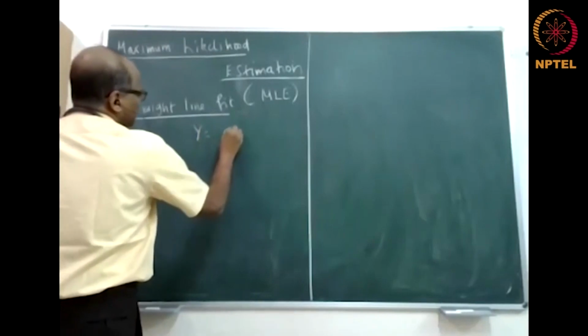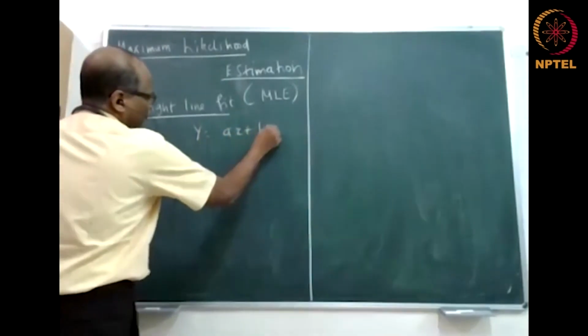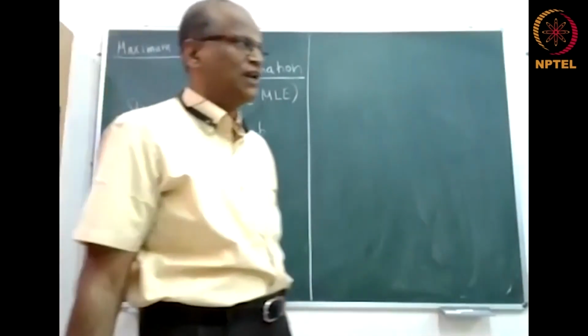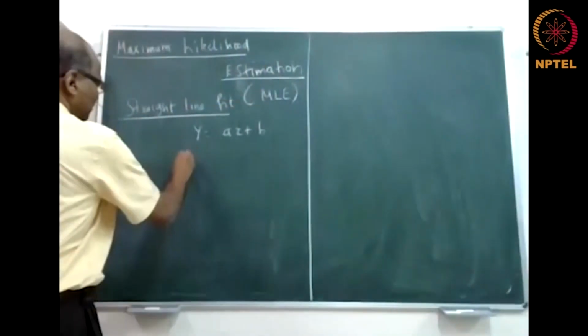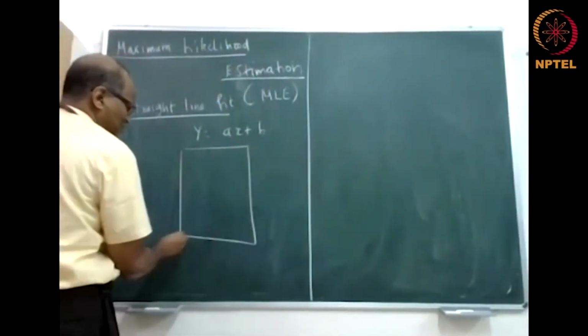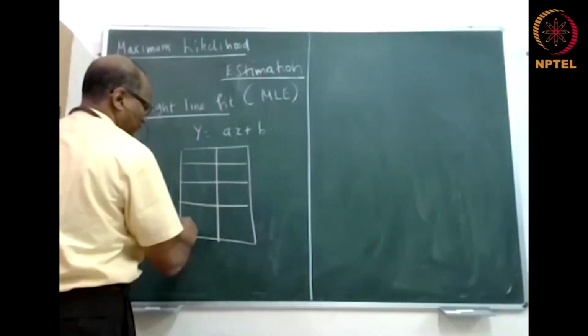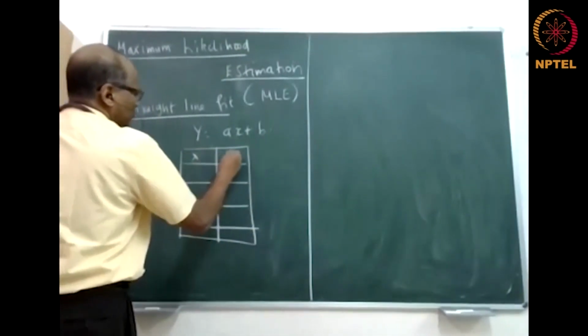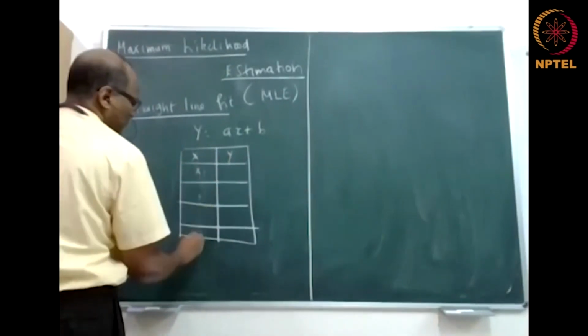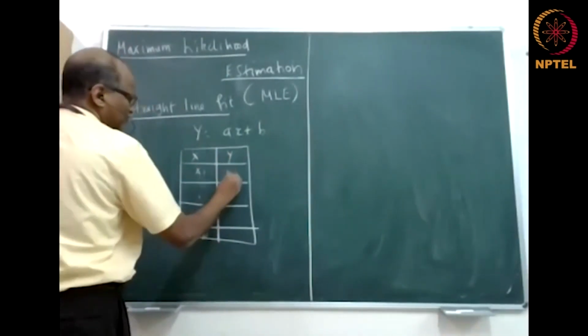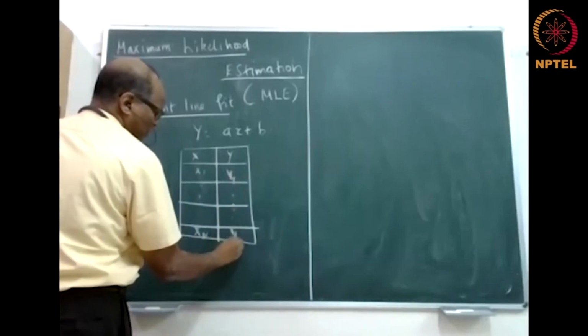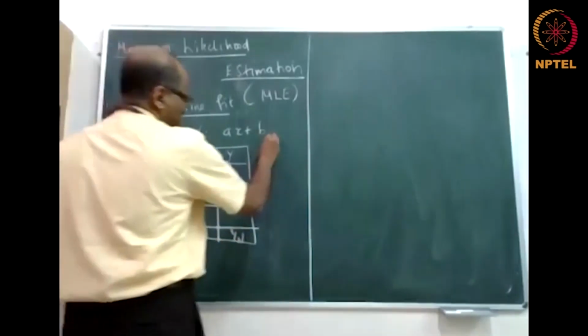Y equal to ax plus b. This is a proposal to fit a straight line, y versus x, and some measurements are done: x1 to xn, y1 to yn. So y equal to ax plus b is a proposal.